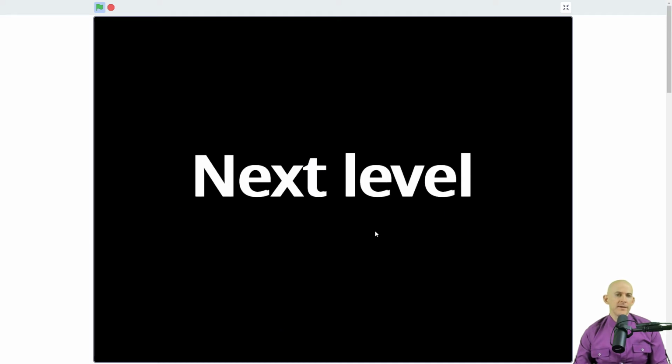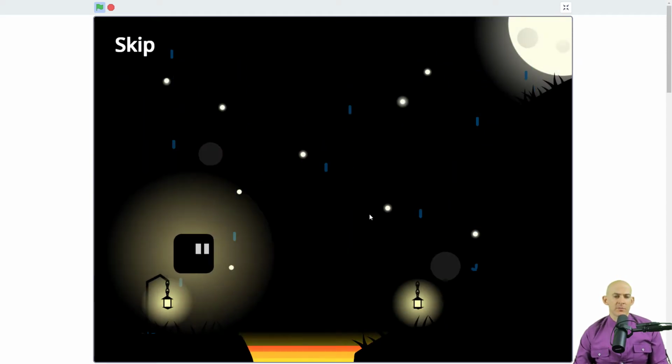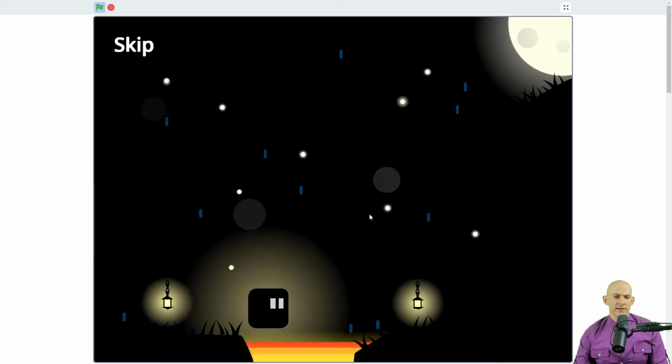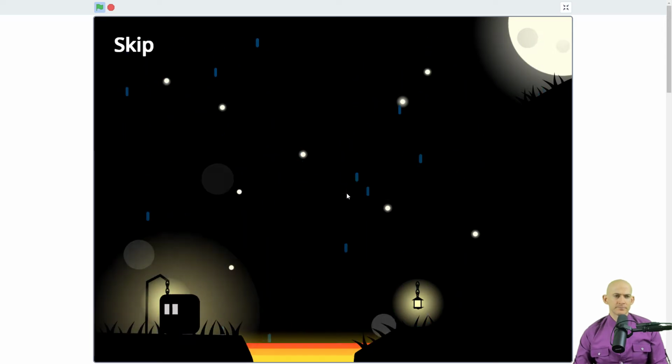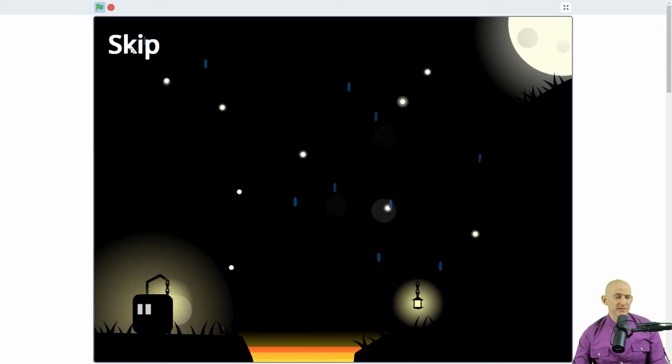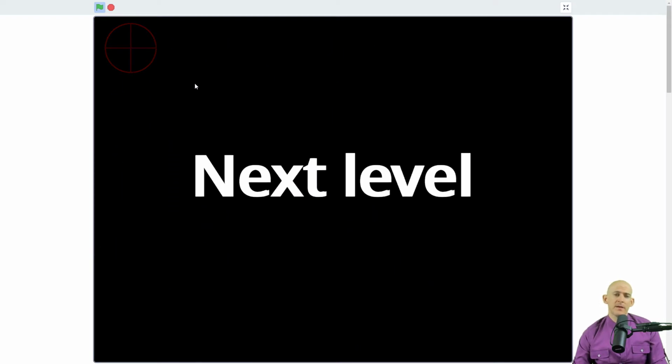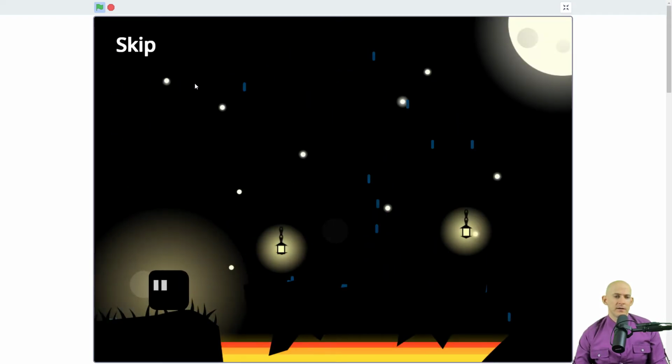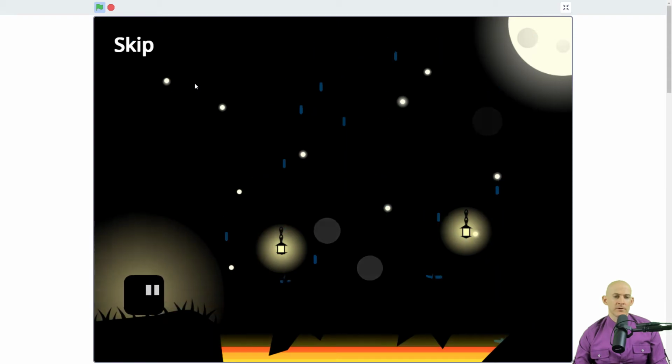Now, one of the other really neat ideas about this particular level is, let's say I'm really not good at this and I just keep dying on this, there's actually a skip button. So if you're stuck on one and you're getting frustrated, you can just skip and go to the next level. And then it gets a little bit harder while you're doing this, okay?